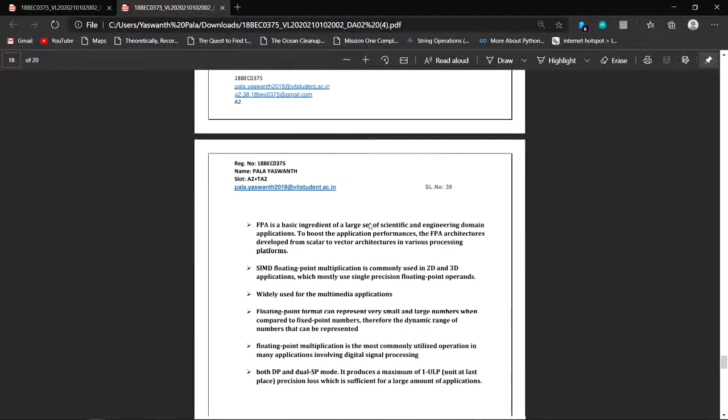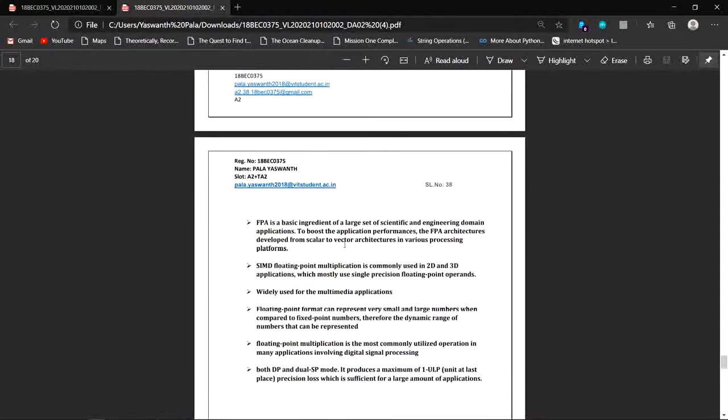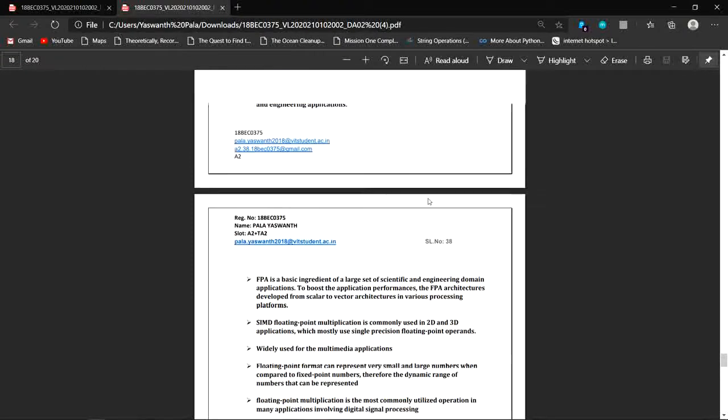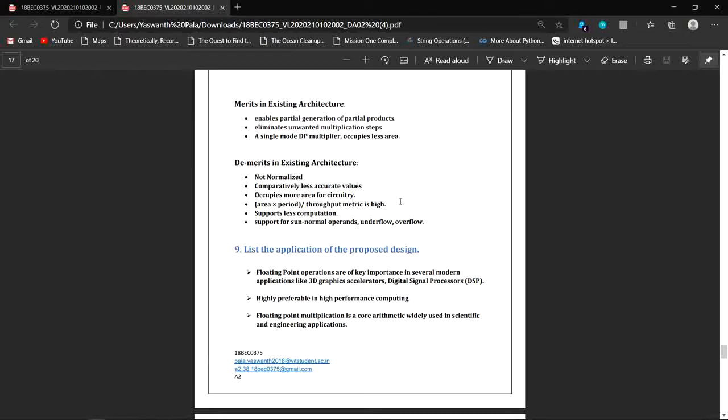So I've listed some of them, like floating point multiplication, which is commonly used in 2D and 3D applications for graphic design. In both SP and dual SP mode it possesses a maximum of one ULP, unit in the last place, precision. So it reduces the loss, which is sufficient for a large number of applications. So these are the basic applications which really depend upon the floating point double precision and single precision modes.